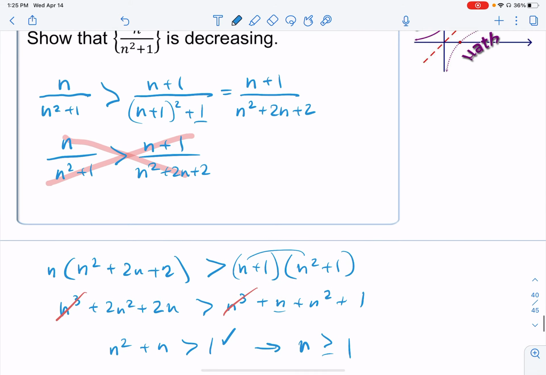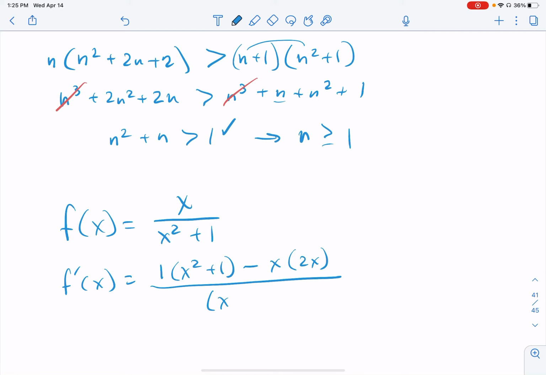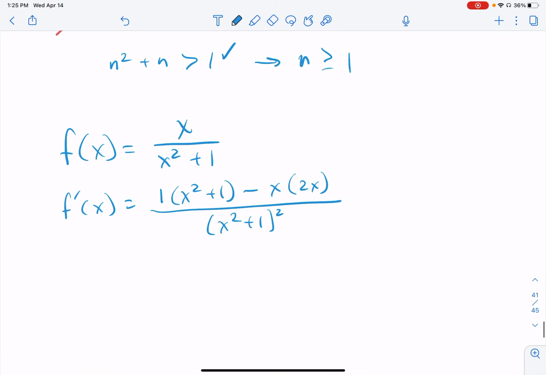Let me check to make sure that's correct. Okay. And then if it's decreasing, that means its derivative has to be less than 0. So to take the derivative here, we'll have to use the quotient rule. Fun. Derivative of the top is 1 times the bottom, x squared plus 1, minus the top, x, times the derivative of the bottom, which is 2x, over the denominator squared. You haven't forgotten the quotient rule, have ya?